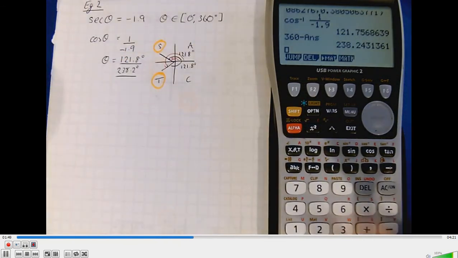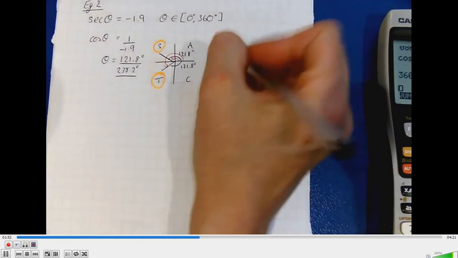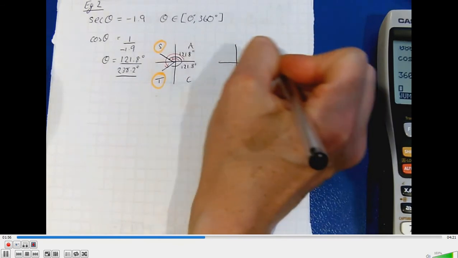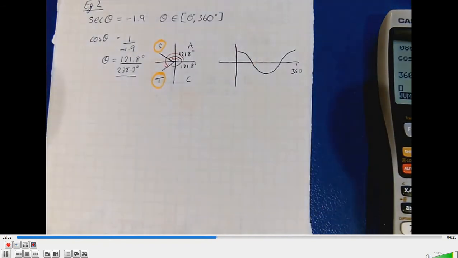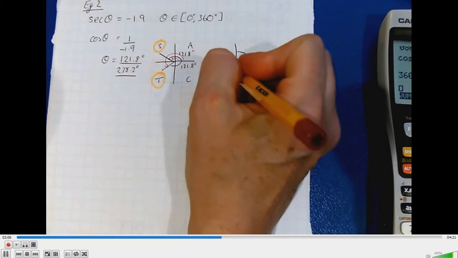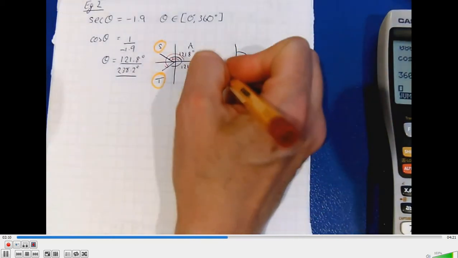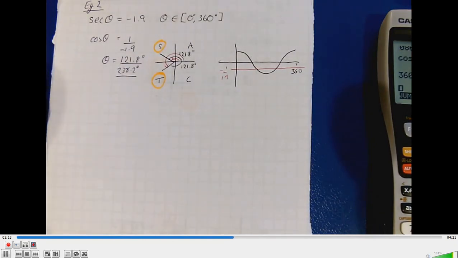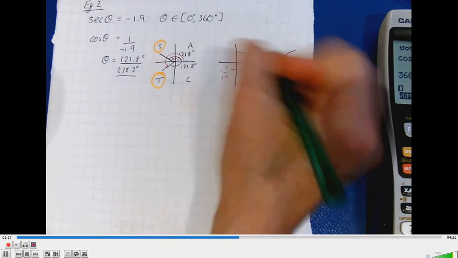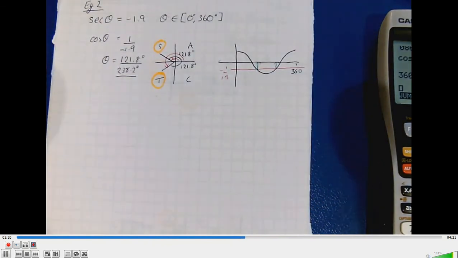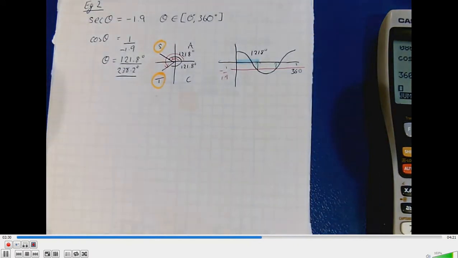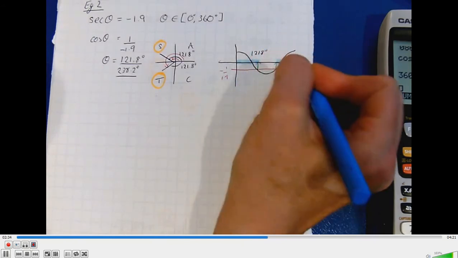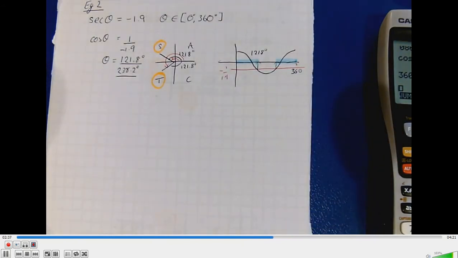Okay, now if you prefer to see a graph, this time we would like the cos graph, going from 0 up to 360. We are crossing y at a negative value, so let's draw that on. So this is going to be -1 over 1.9. We can see our points of intersection are here and here, and we know that this distance is 121.8, so that means by symmetry this distance is also 121.8, so we do 360 minus 121.8.